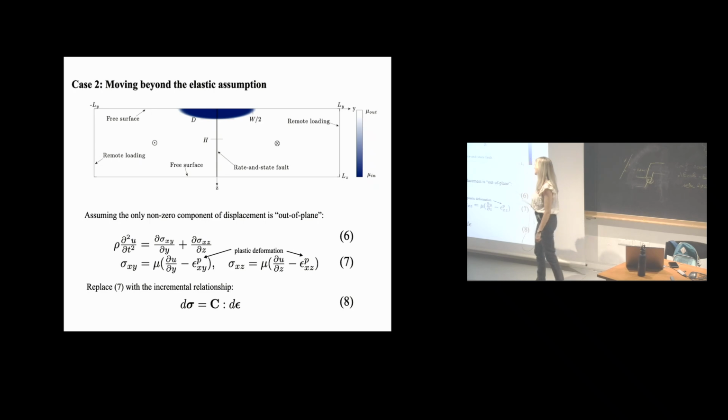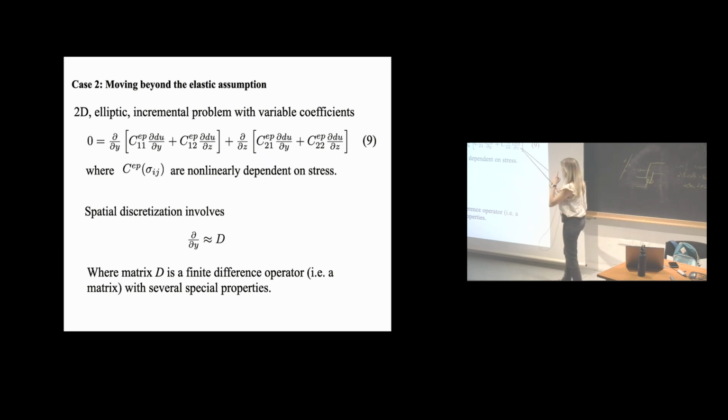I'm going to go back to my 2D antiplane strain problem. This is just momentum balance right here. But if I substitute in Hooke's law, I need to incorporate, this should just be elastic strain. So it's the total strain minus the plastic strain. And then my plastic strain evolves according to the plastic flow rule, and I'm replacing everything with an incremental relationship. What I end up getting is this equation 9 here, which is a 2D elliptic problem, so it's also going to give you some Ax equals b scenario. But these coefficients in front now are nonlinearly dependent on your stress state.